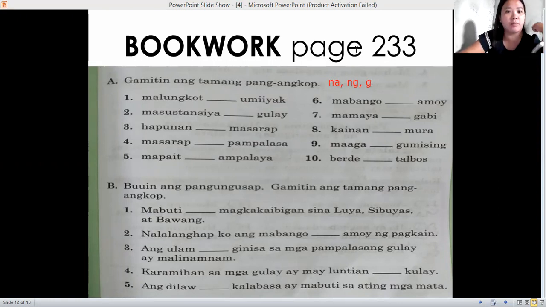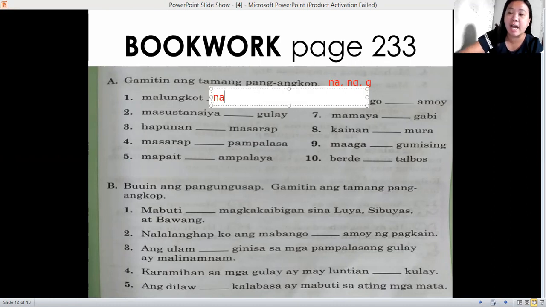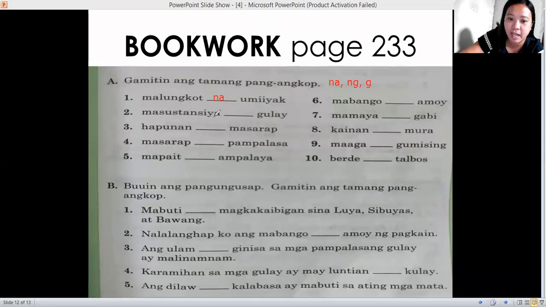So let's start with number 1. And I will help you with the number 1. Look at this one. Malungkot, blank, umiiyak. So, the first word ends with letter T, and the pang-angkop is na. Malungkot na umiiyak. Now, let's go to number 2. Masustansya, blank, gulay. Look, it ends with letter A. So, what pang-angkop you are going to use? Ready? Write your answer.